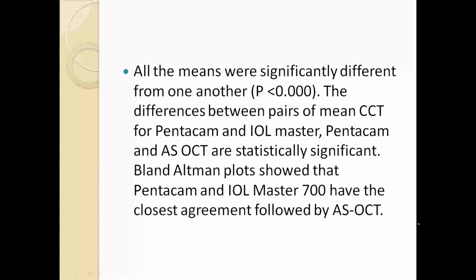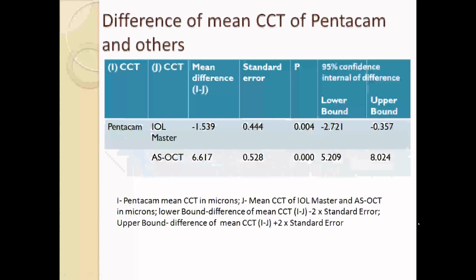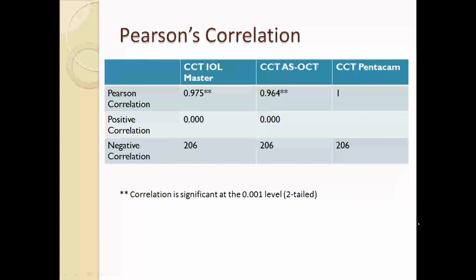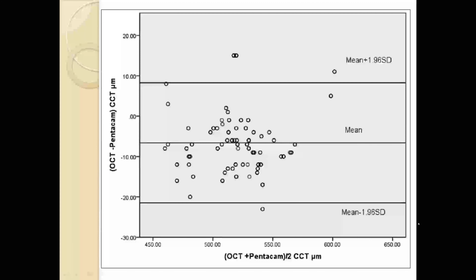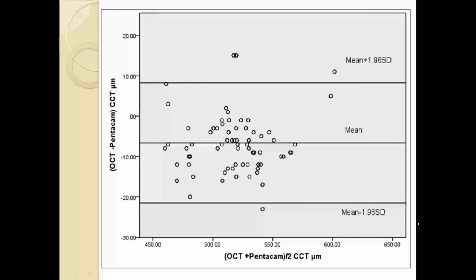All the means were significantly different from one another. The differences between pairs of mean CCT for Pentacam and IOLMaster, Pentacam and ASOCT are statistically significant. Bland-Altman plots showed that Pentacam and IOLMaster 700 had the closest agreement, followed by ASOCT. This is a table showing differences in the mean of Pentacam and others. This is a table showing Pearson's correlation. Bland-Altman plot of IOLMaster with Pentacam showing close relation. Bland-Altman plot of ASOCT and Pentacam.